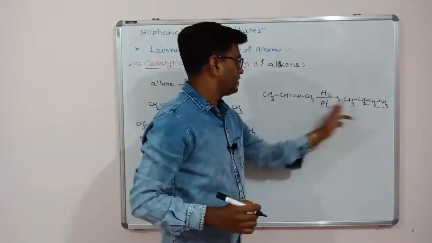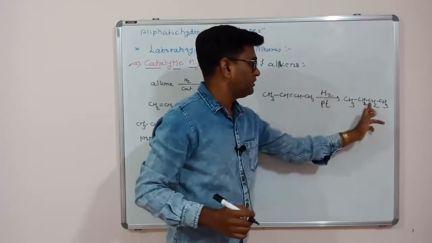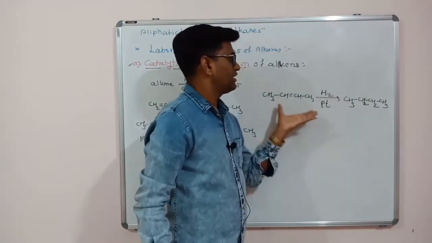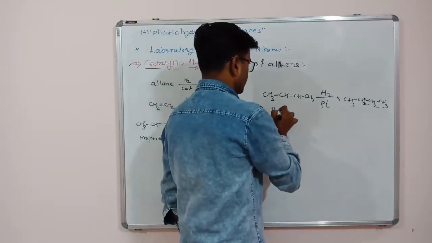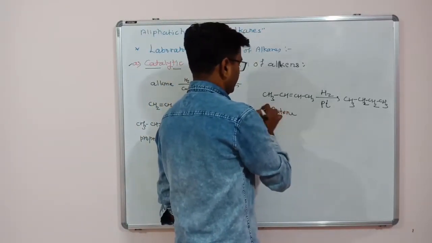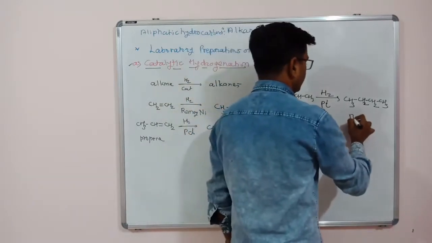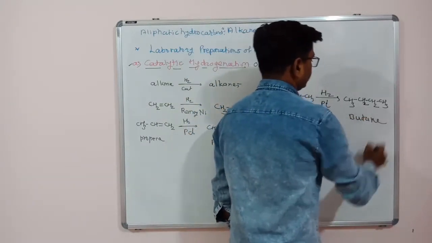So CH becomes CH2, CH becomes CH2, double bond becomes single bond. So this is called catalytic hydrogenation. So butene, this is called 2-butene. It is converted to butane.